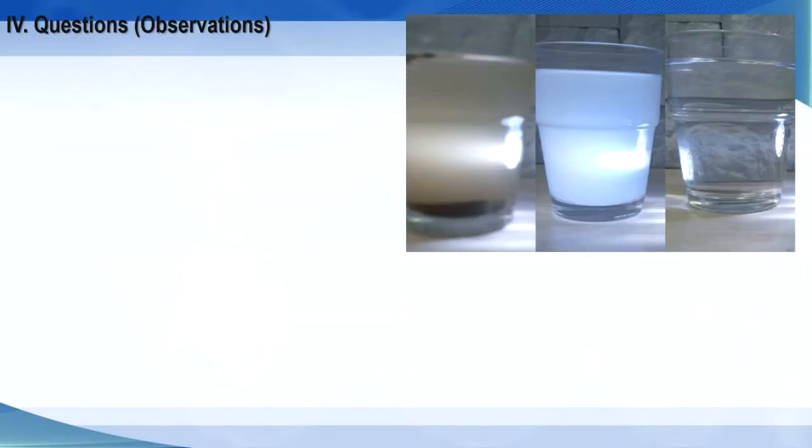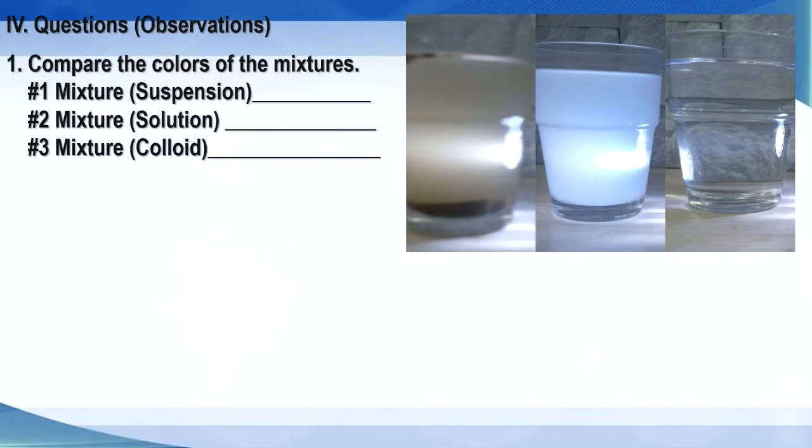Okay, so based dun sa ginawa nating activity, so let us answer the following questions. So number 1, compare the colors of the mixture. So mixture 1, so ano ba ang kulay niya? Suspension. Ito yung suspension natin. So paano natin nalaman na suspension? Because some of the particles ay nasa or sunk at the bottom of the glass.